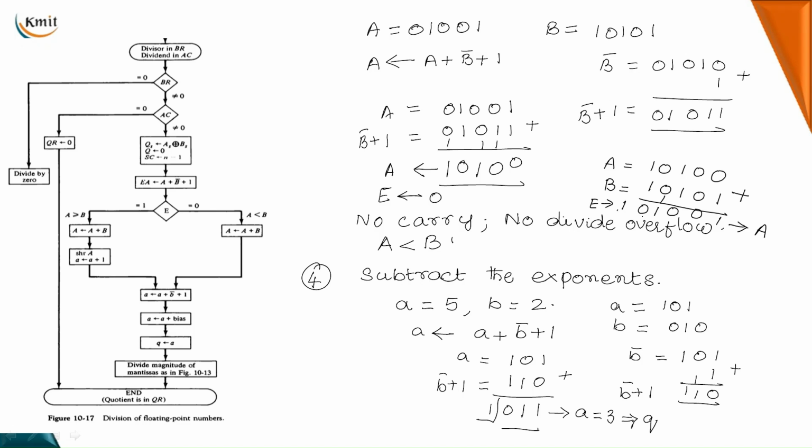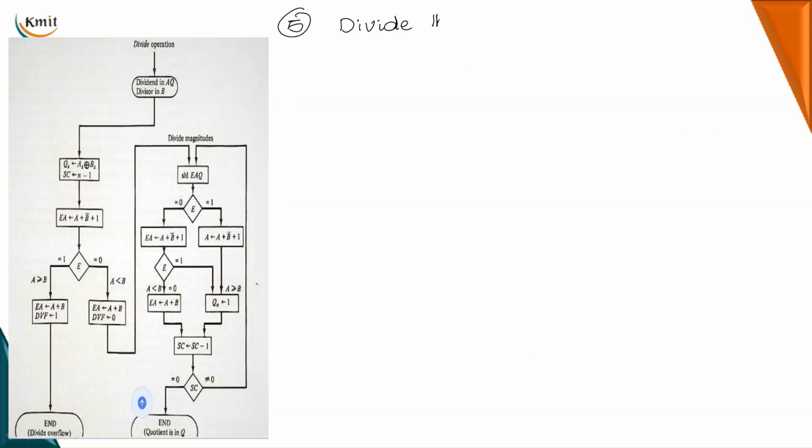So E contains 1 and A contains the original value of your dividend. So if you check now, the original value of the dividend, 01001, is again restored back into A. So this is your original dividend, right? So it is restored back. So that is done here. So this is A plus B. You're doing this to restore the original value of the dividend. So your E contains 1, A contains 01001.